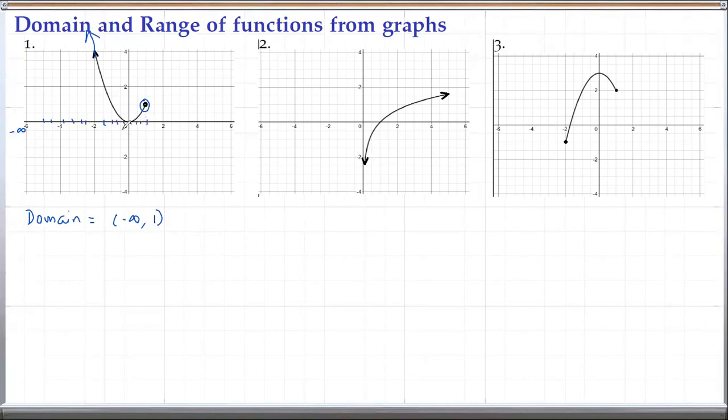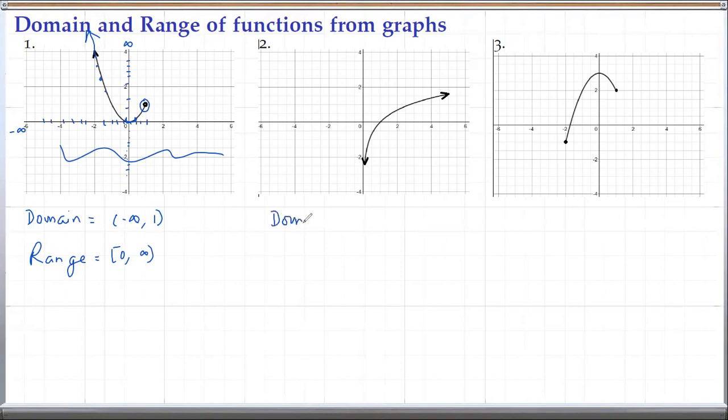All these X values are taken by the graph. And for range, we look at all possible Y values. You see, none of these Y values are taken by the graph. There is no graph over here. So none of these Y values are considered. But we have graph from this Y value onwards, from 0 to infinity. Because all these Y values contain some part of the graph.